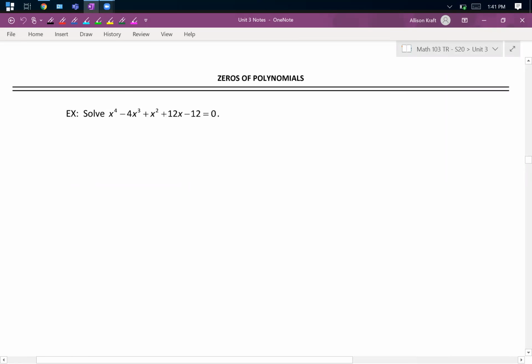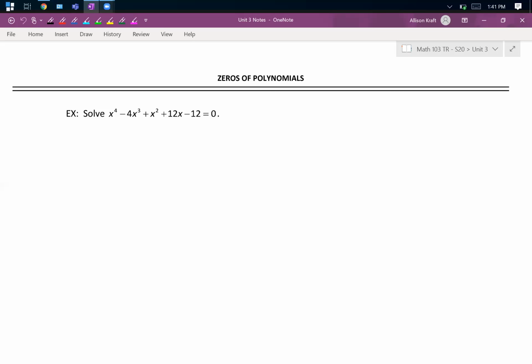But this is a super powerful technique, our ability to solve high degree polynomial equations, because that's why we learn how to find zeros and to rewrite things as factors, so that we can solve equations, and we solve equations so that we can solve application problems. So let's solve the equation x to the fourth minus 4x to the third plus x squared plus 12x minus 12 equals 0.